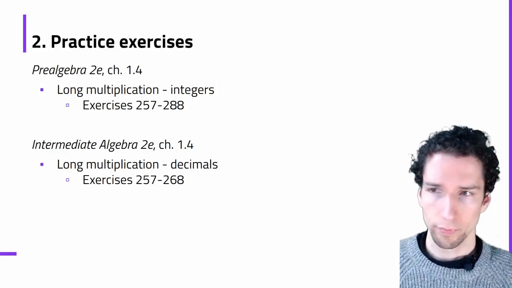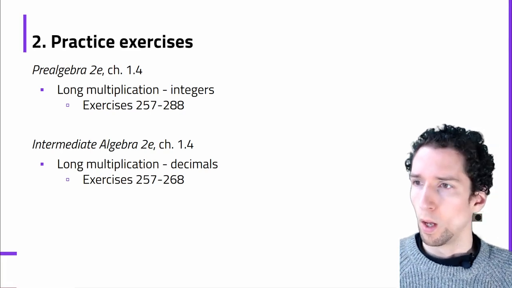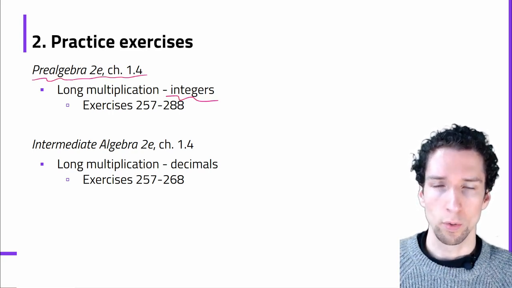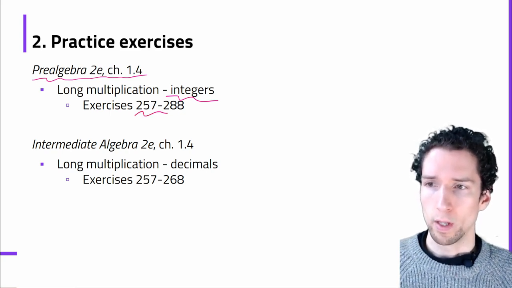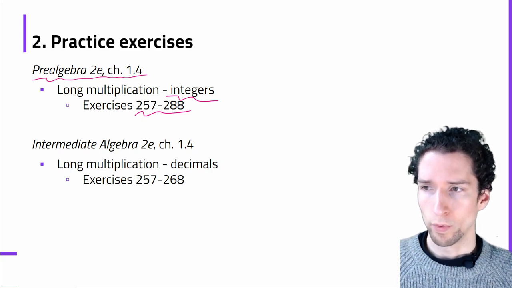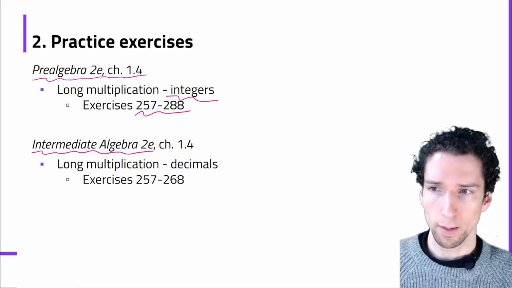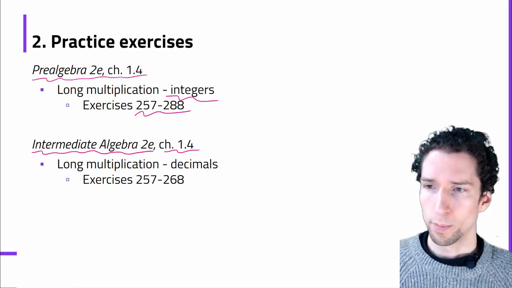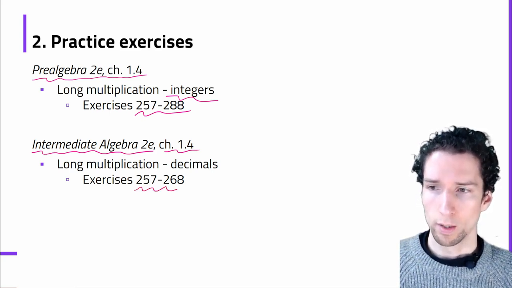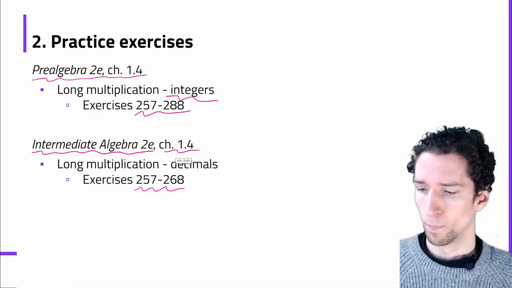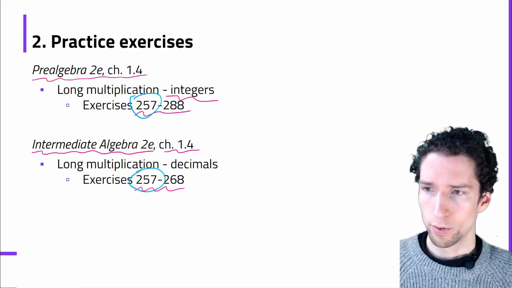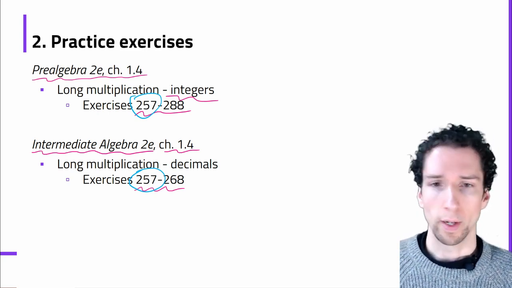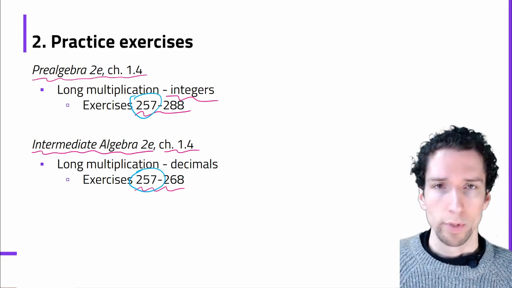Lots of practice questions for this stuff in our textbook. We have in the pre-algebra textbook, lots of questions with just integers, so whole numbers, no decimals involved. These questions here. And then if you go over to the intermediate algebra textbook, same chapter number 1.4, but different content, different questions. Long multiplication involving decimals are all of these practice questions down here. They do actually both start with question 2, exercise 257. That's not a typo. That just by complete chance it happened to work out like that.